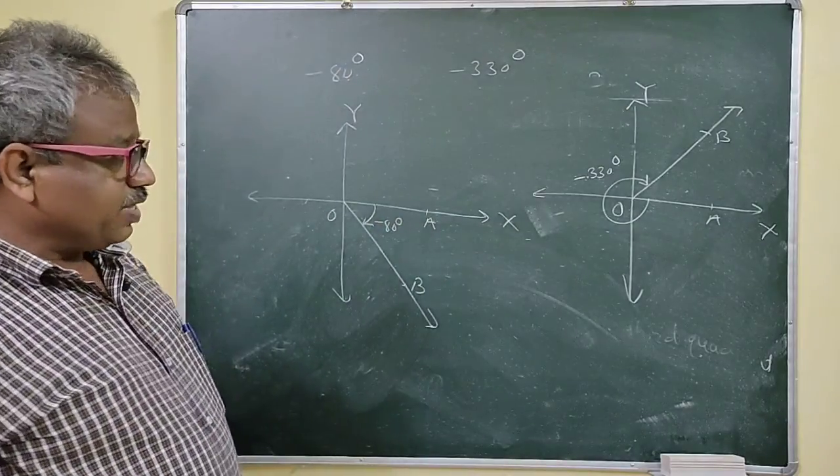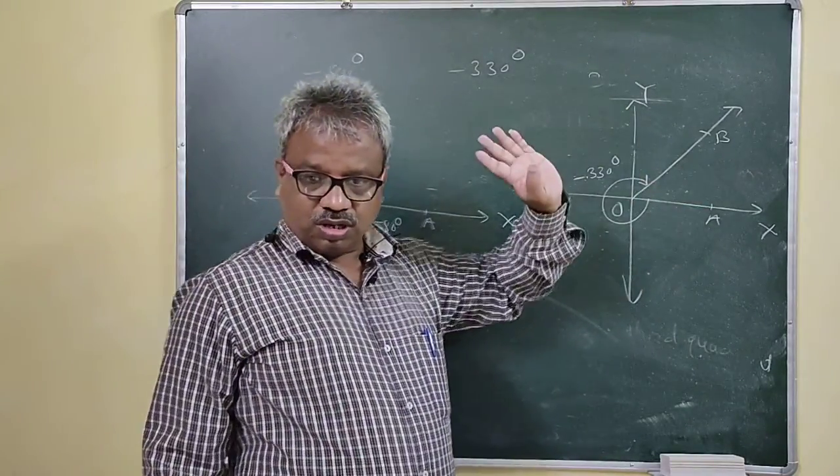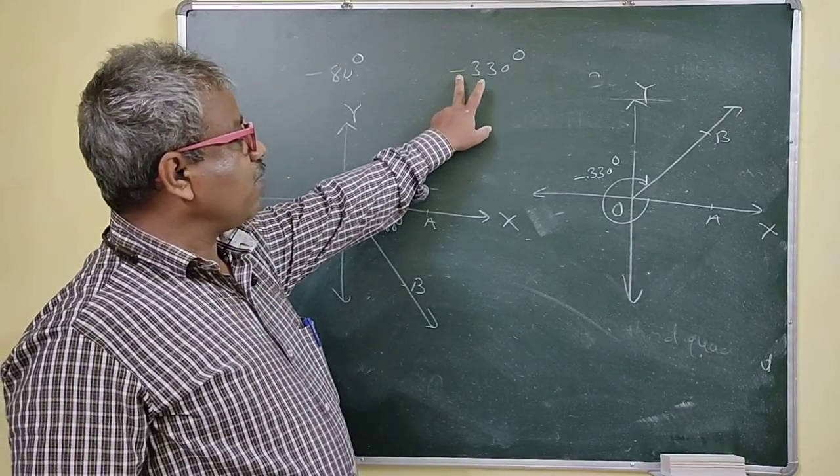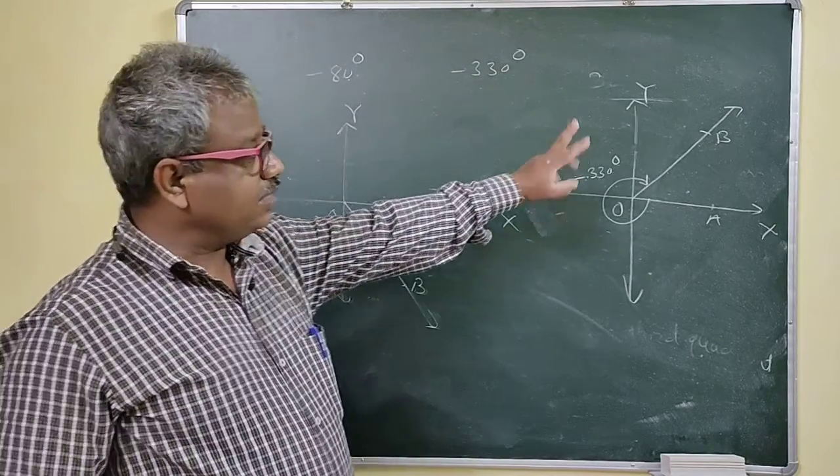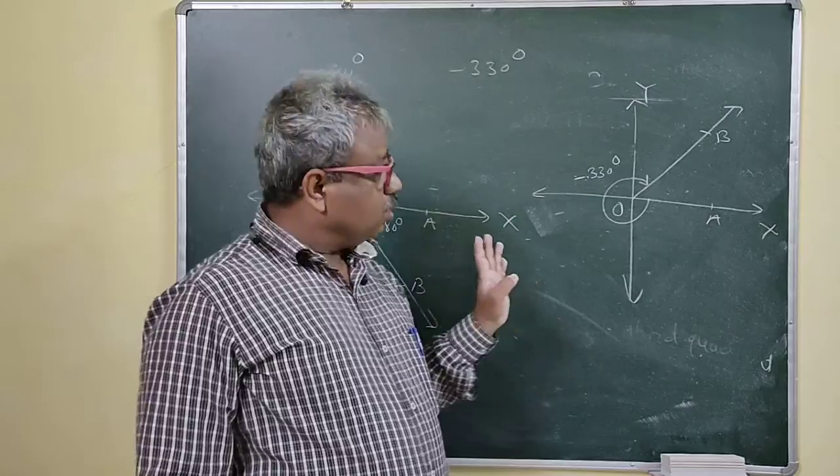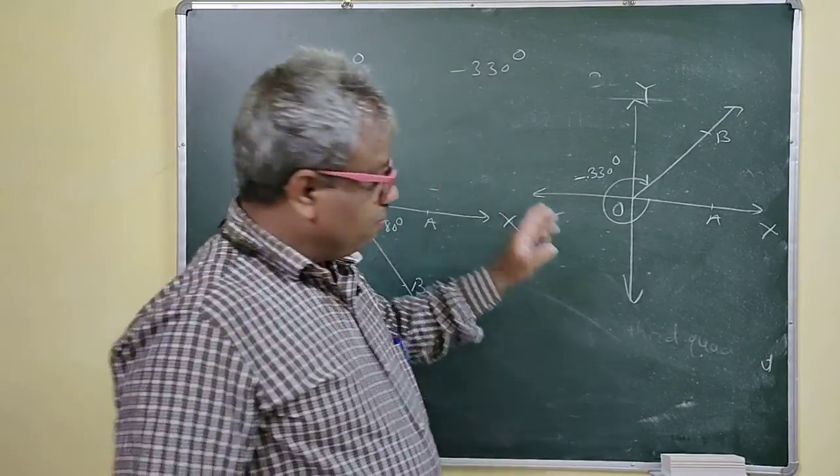Right? Now where is the terminal arm? In the first quadrant. Right? So my terminal arm for the angle minus 330 degree lies in the first quadrant. Therefore, this angle lies in the first quadrant.